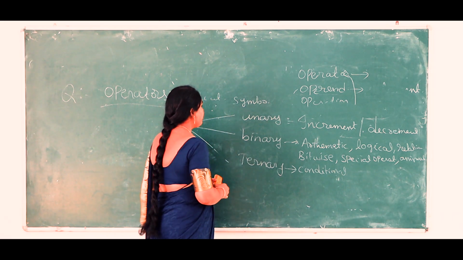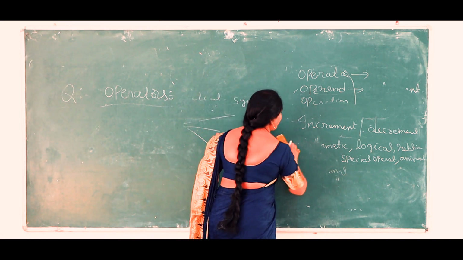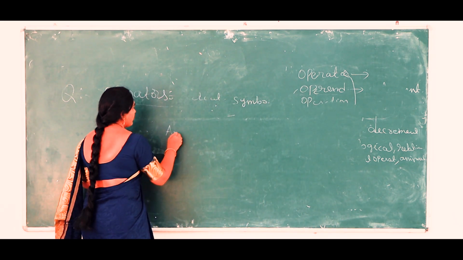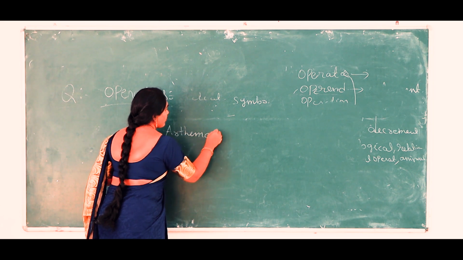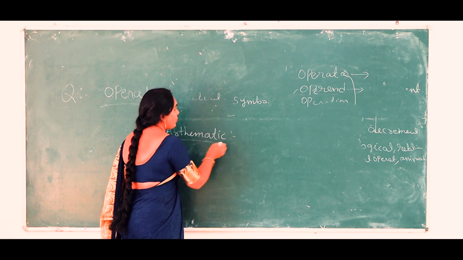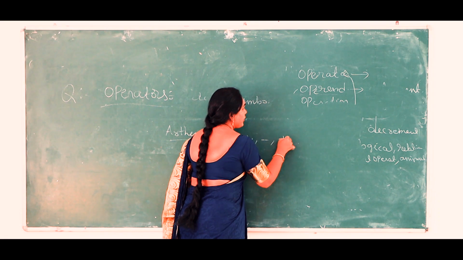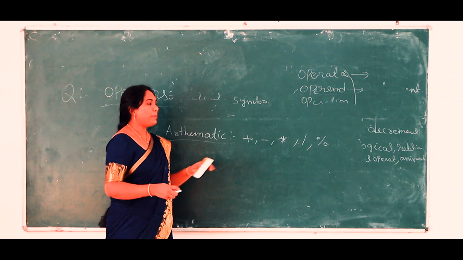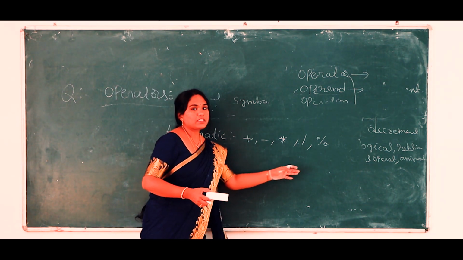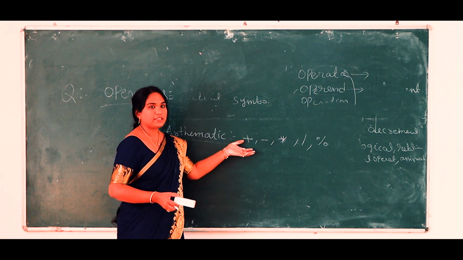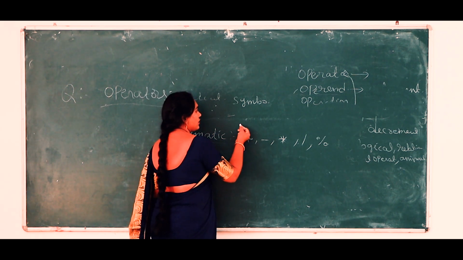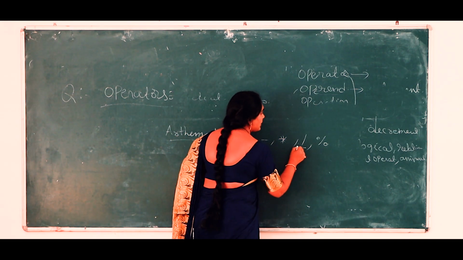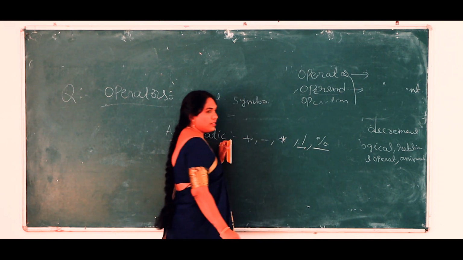Okay, let us see arithmetic operators first. The arithmetic operators are plus, minus, into, divided by, and modulo division. I hope all of you know about these arithmetic operators. Why? Because we studied these in previous classes, from the 3rd or 2nd standard only, right? But here you have to know the difference between division and modulo division.